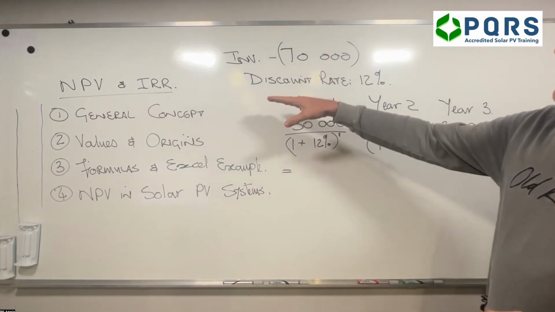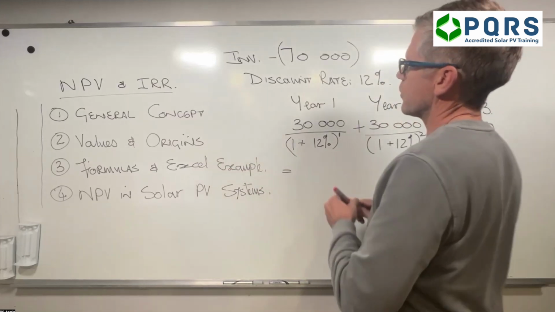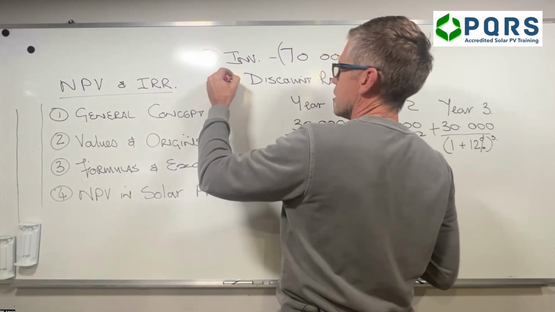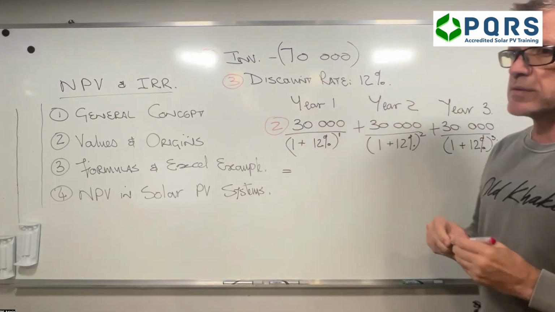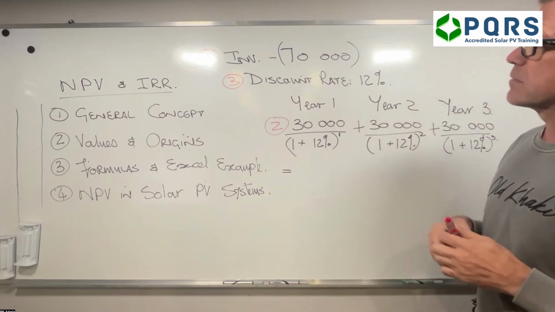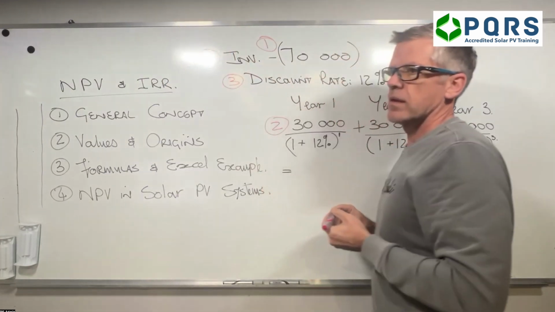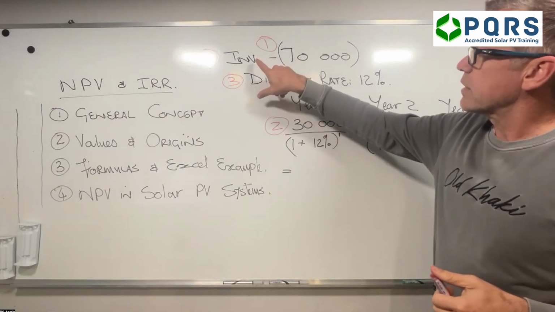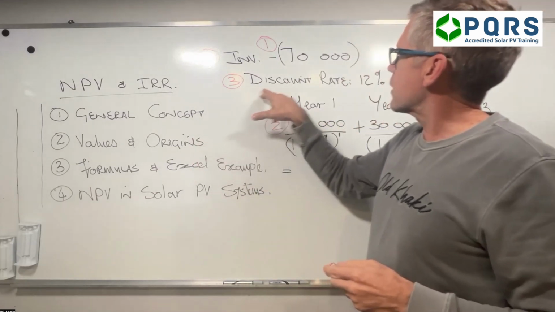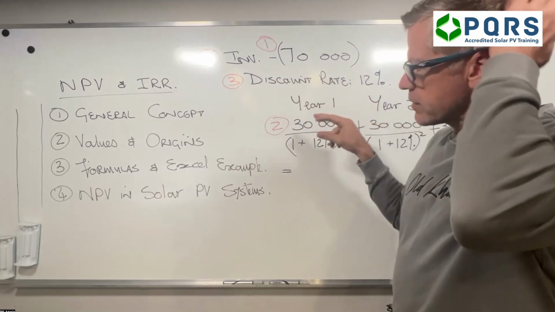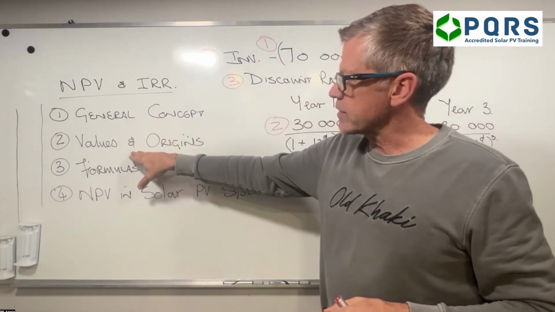Let's just see where we are in the program quickly. We've discussed the general concept. We've looked at the values and origins. We said we've got three basic values: the investment amount, the discount rate, and the income generated by the resource. I see we've got a bit of glare on the board over there, so I'll write that over there. We've got an investment amount, return, and a discount rate. The discount rate, we said, is something that you determine. We'll have a look at the discount rates and what they could represent in solar systems when we get to this last item.